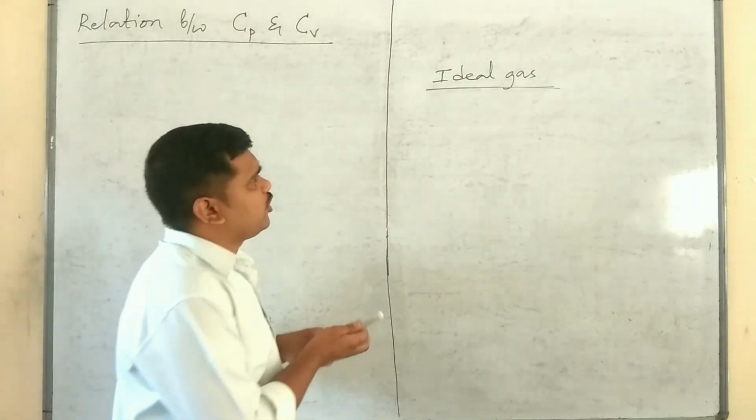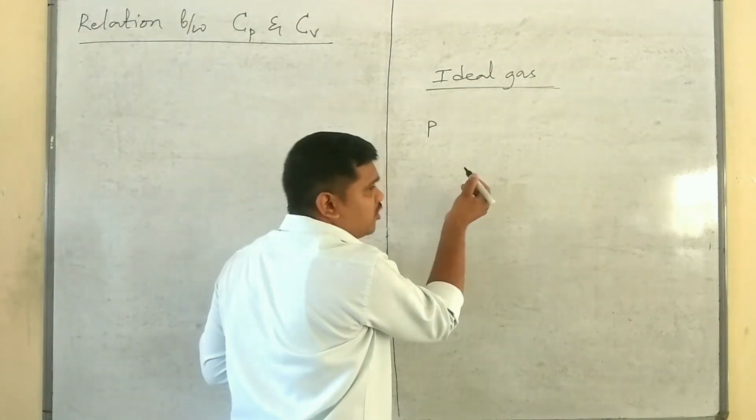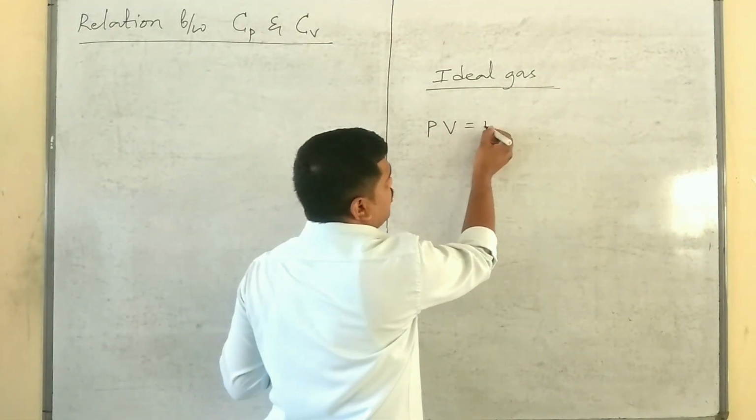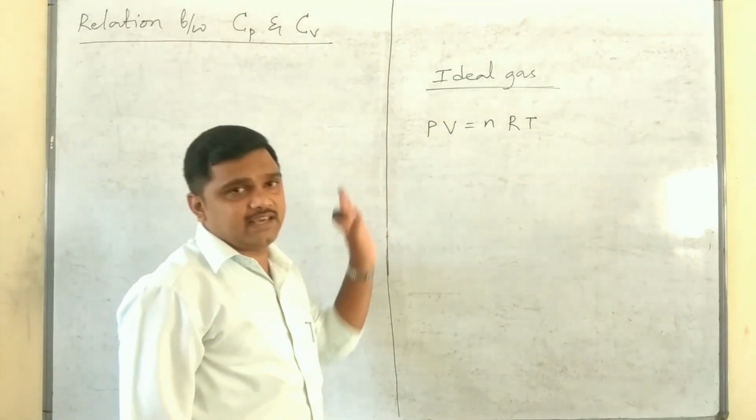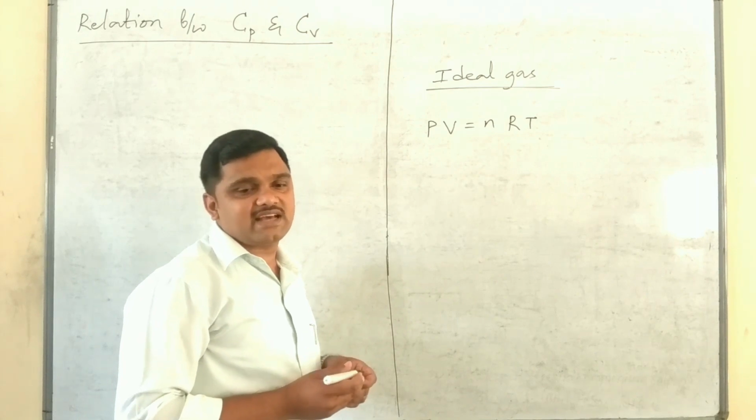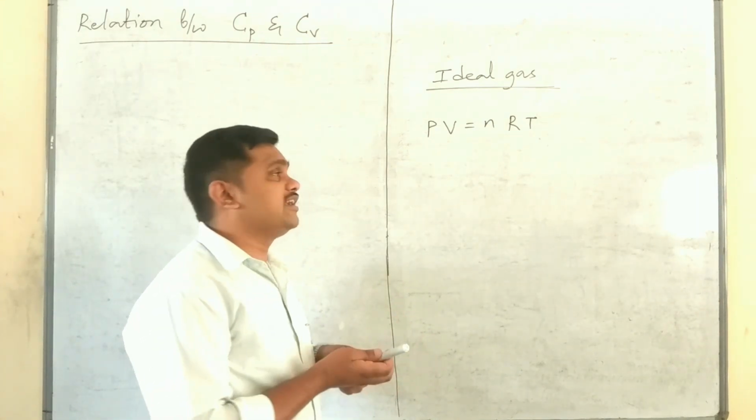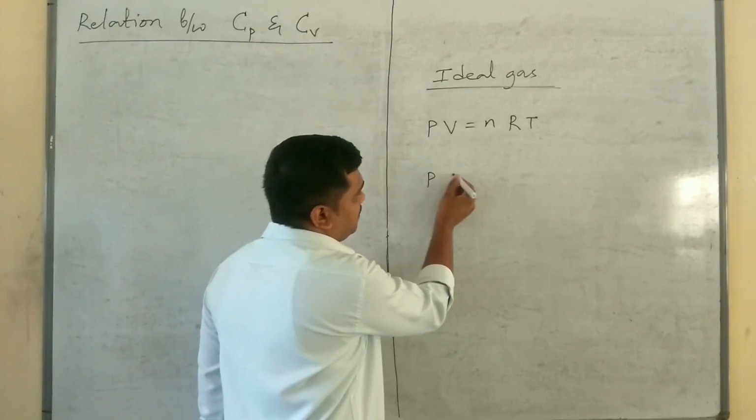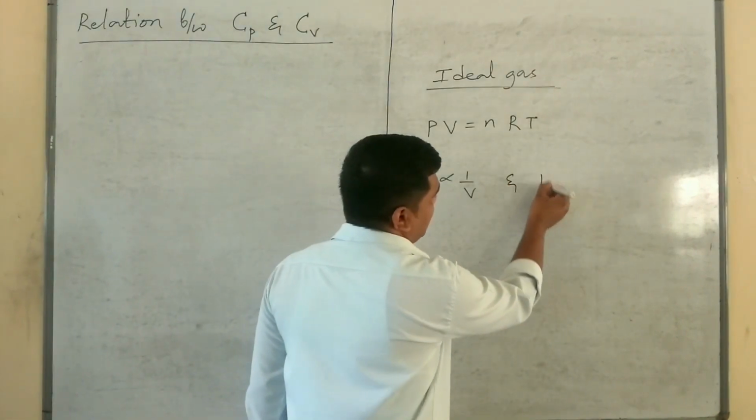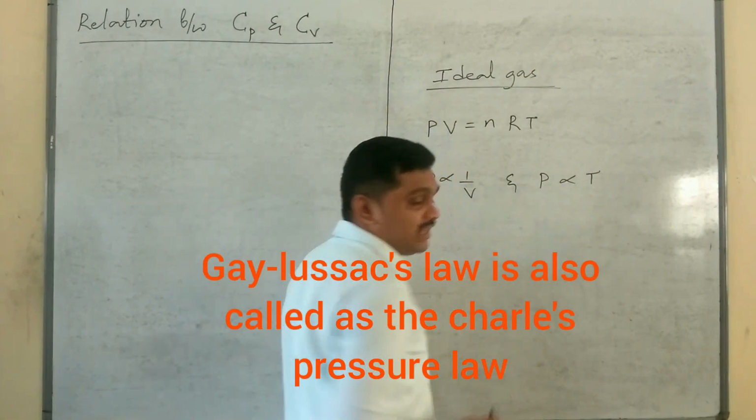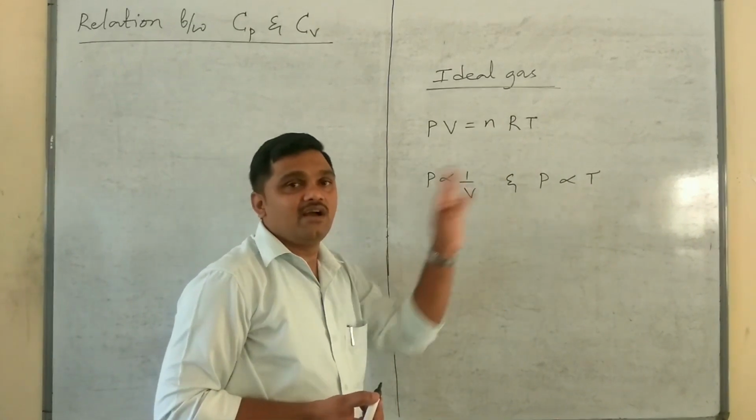As you know well about the ideal gas equation, for n moles of gas, PV is equal to nRT, and you know how to get this equation by using three gas laws: Boyle's law, Charles' law, and Gay-Lussac's law. According to Boyle's law, P is inversely proportional to V, and according to Charles' law, P is directly proportional to T. That is at constant temperature and at constant volume respectively.